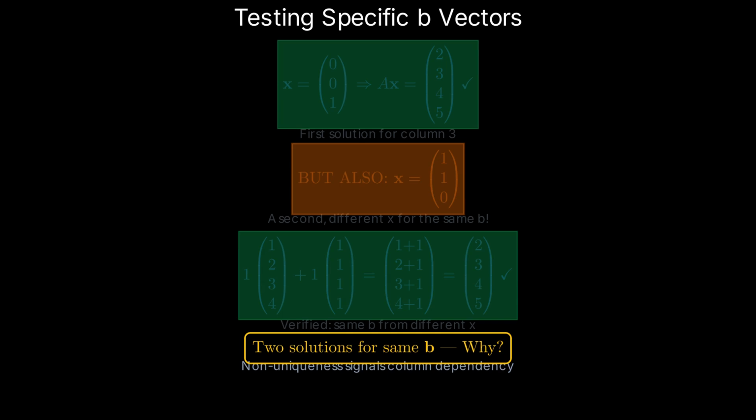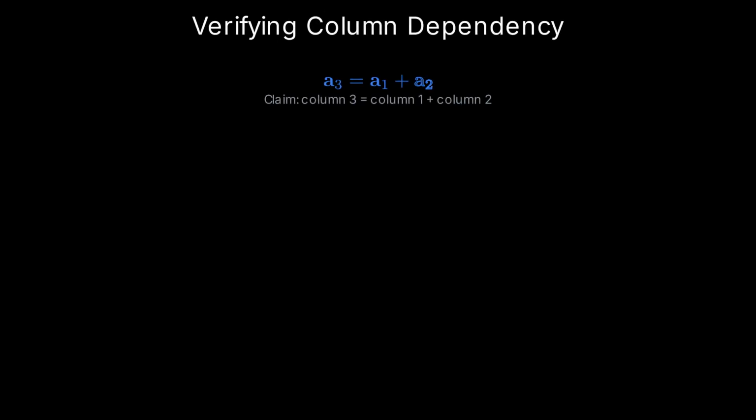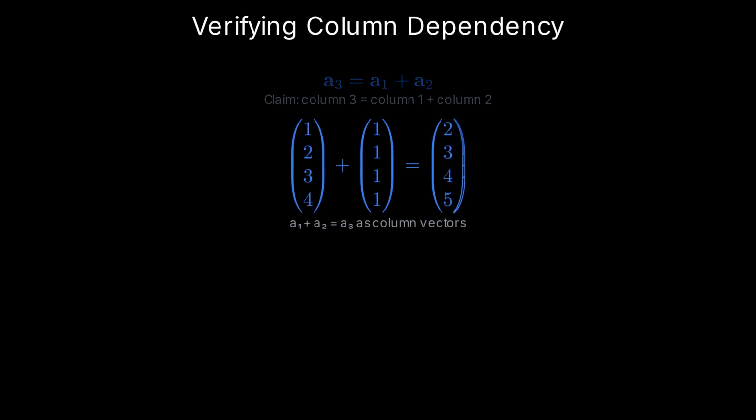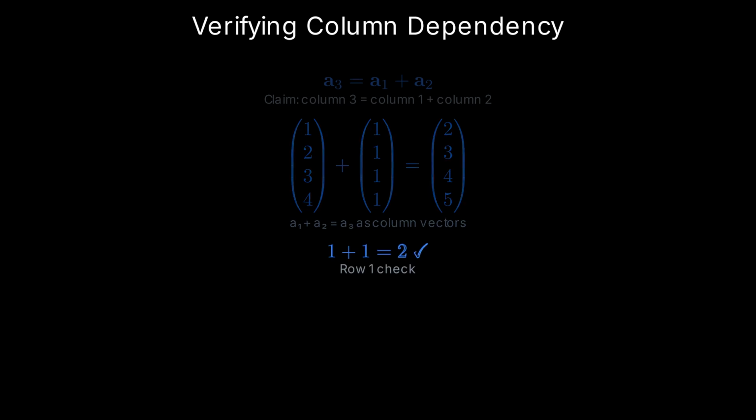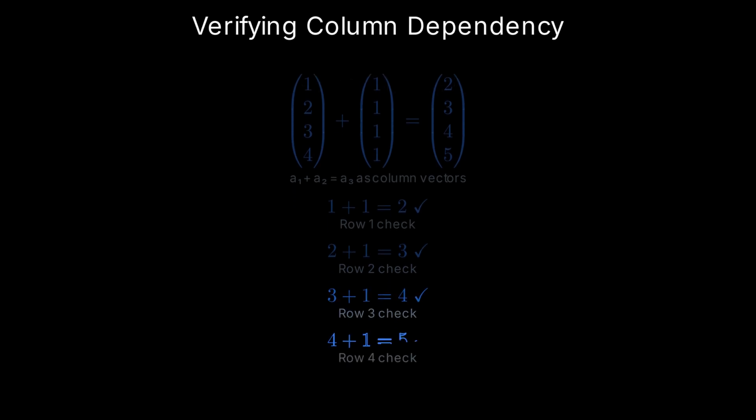Something suspicious is happening with column 3. Column 3 equals column 1 plus column 2. Let's verify this entry by entry. Looking at the first entries, 1 plus 1 equals 2. Check. Second entries, 2 plus 1 equals 3. Check. Third entries, 3 plus 1 equals 4, check. Fourth entries, 4 plus 1 equals 5, check. So column 3 is exactly the sum of columns 1 and 2.